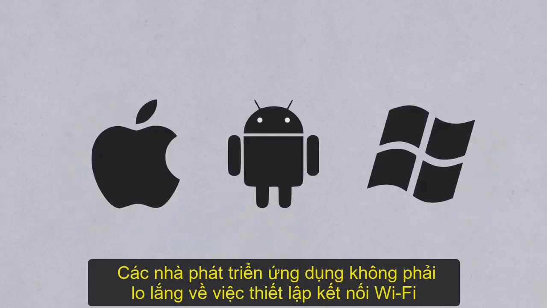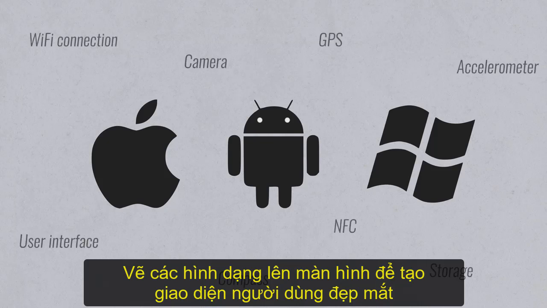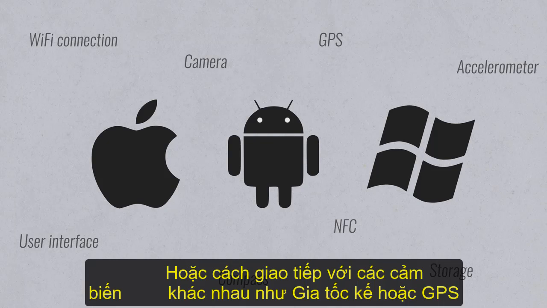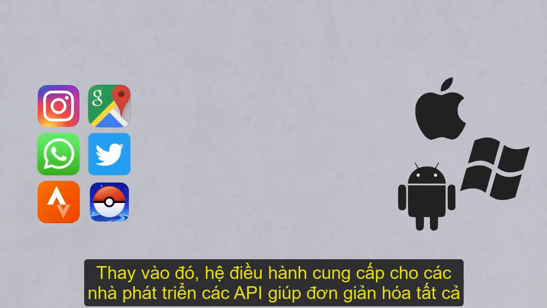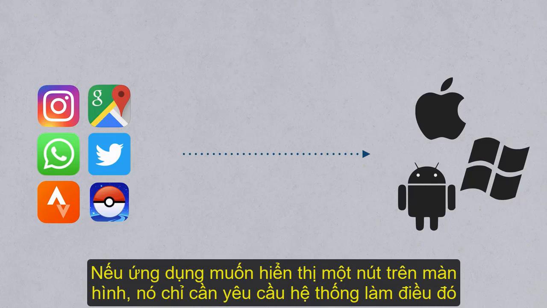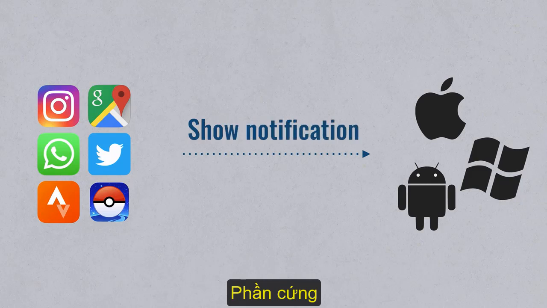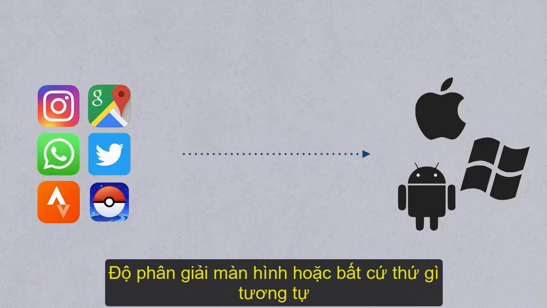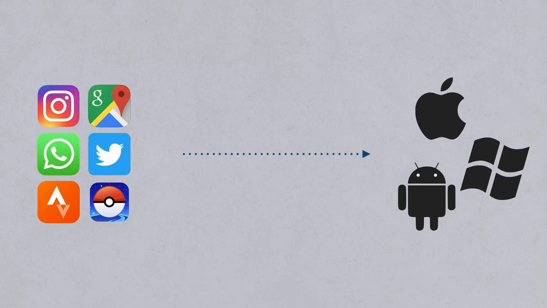Another example would be the operating systems on our computers and phones. App developers don't have to worry about setting up a Wi-Fi connection, drawing shapes onto the screen to make a beautiful user interface, or how to talk to the various sensors like the accelerometer or GPS. No, instead, the operating system gives developers a bunch of APIs that simplify all of this. If an app wants to show a button on the screen, it just asks the system to render one. The app doesn't have to worry about what device it is running on, what hardware it has, screen resolution, or anything like that. It makes developers more efficient because they can focus on what matters to them.